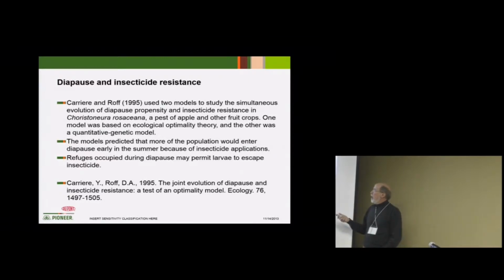Again, Carrier and Roth, back when he was in Canada, studied the oblique-banded leafroller, Choristoneura rosaceana, and used a model to look at how diapause would be evolving differently because of insecticide applications. And then also how refuges are involved in all that.